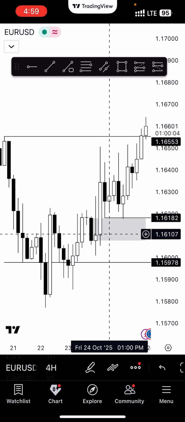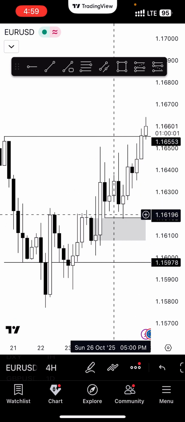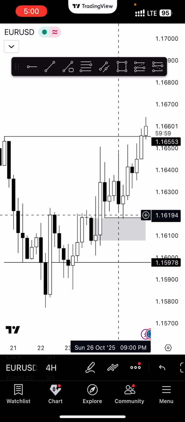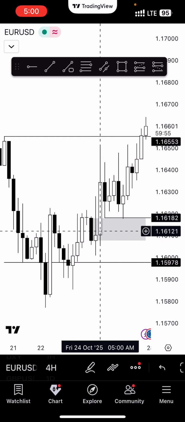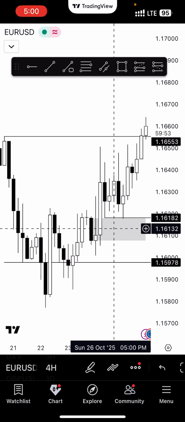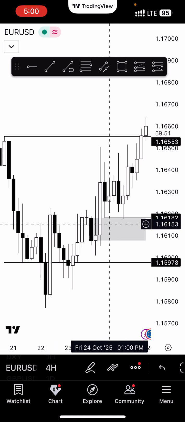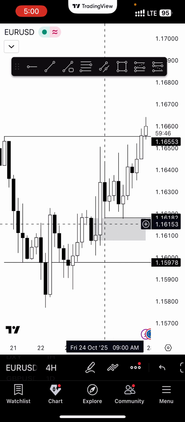So 5 p.m. and 9 p.m. formed the range, and I was also looking for price to tap into this key level or give us an SMT with DXY, right?